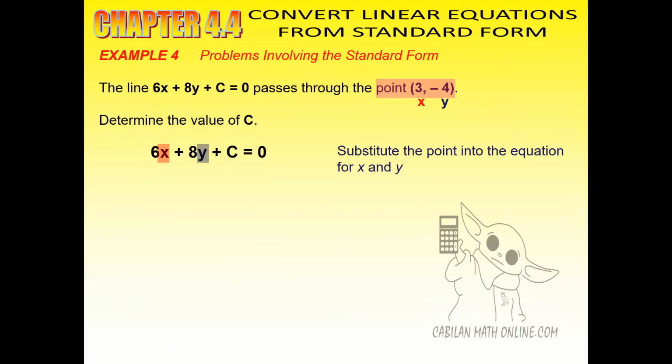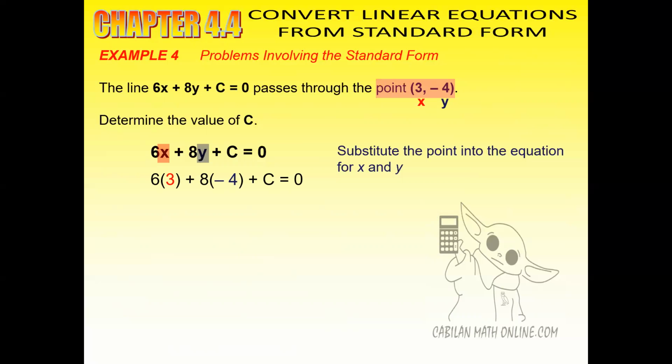In the next step, I'm going to replace the x with the 3 and the y with the negative 4, and for each of those numbers I'm going to put them in brackets respectively, like that. So all I've done is replace the x with a 3 in brackets, and replace the y with negative 4 and put that in brackets as well.